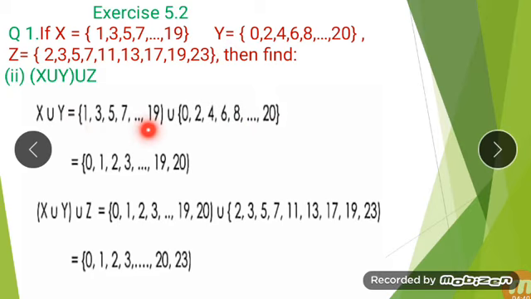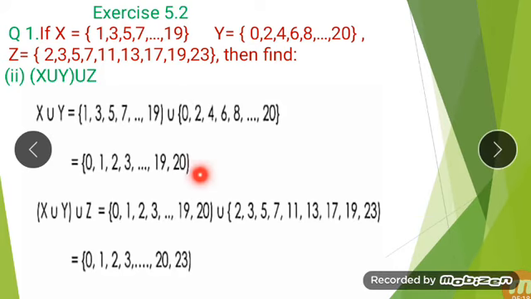So we know that set X contains odd elements and set Y contains even elements. So when we take their combination, their union, of course we will have all the numbers, because odd and even. So all the numbers will be here from 0 till 20. 0 from here, 1 from here, then 2 from this set, 3 from this set, and so on. So we will have the set from 0 till 20.